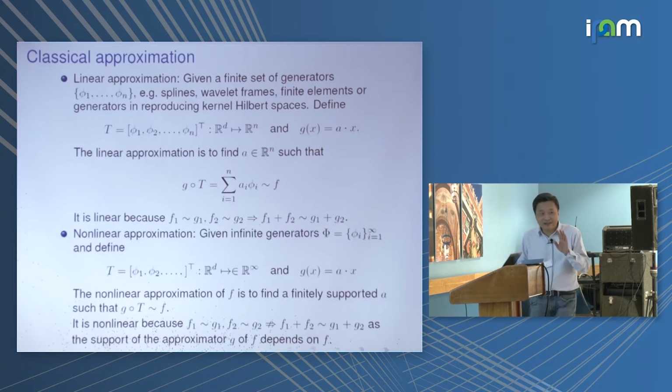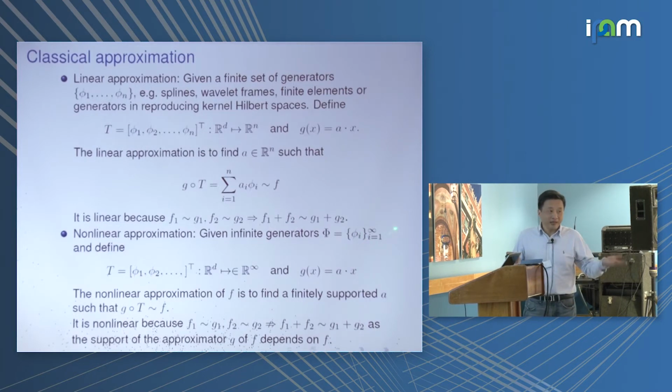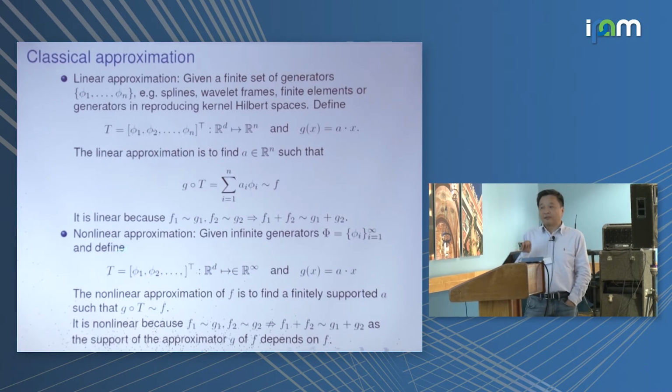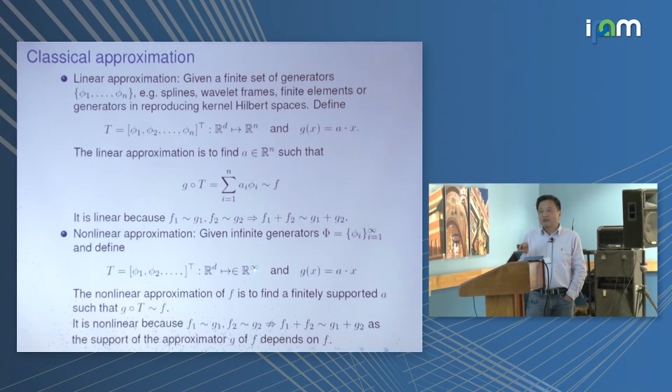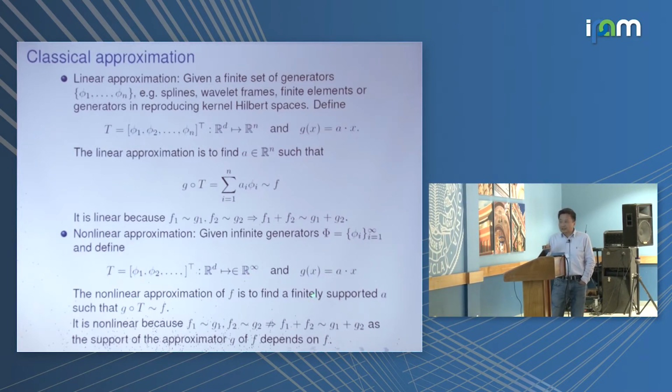Nonlinear, basically you have a much larger generator, it can be infinity. However, you want to see T as a map from R^d to R^infinity of very high dimension. Then when you find the G, this sequence A only finds support, say only n non-zero entries.